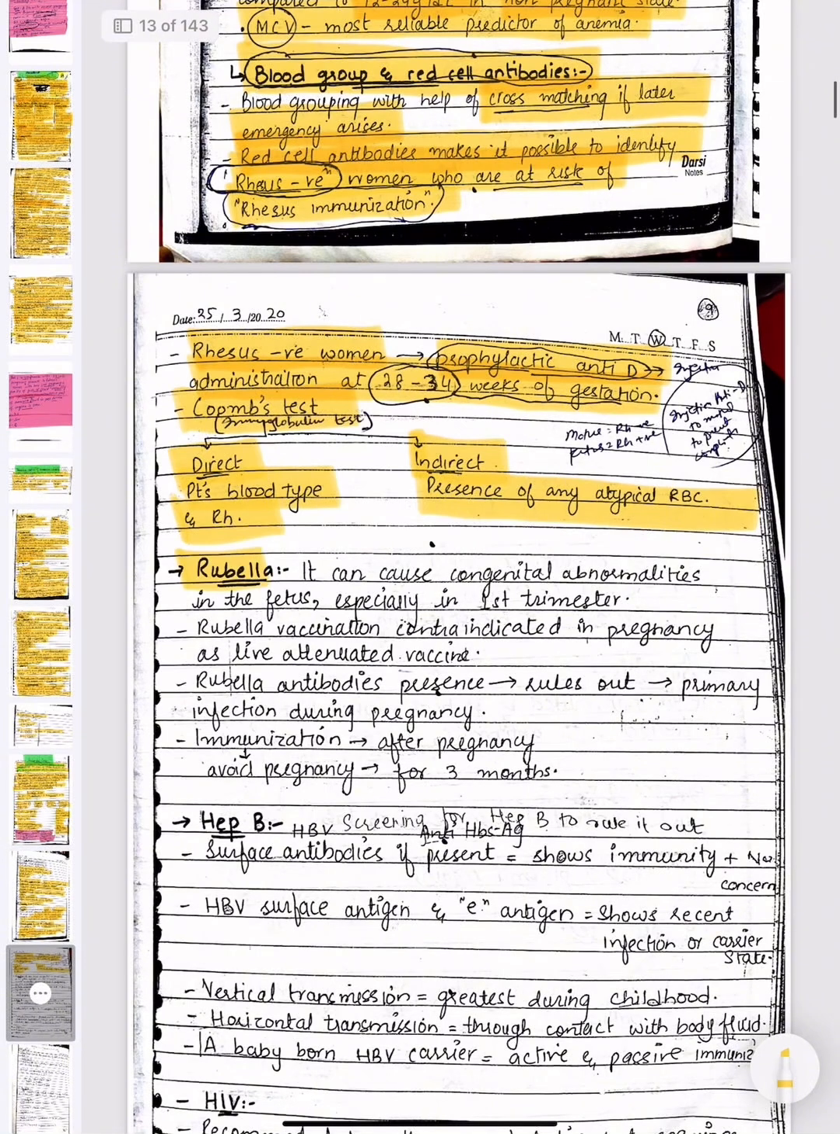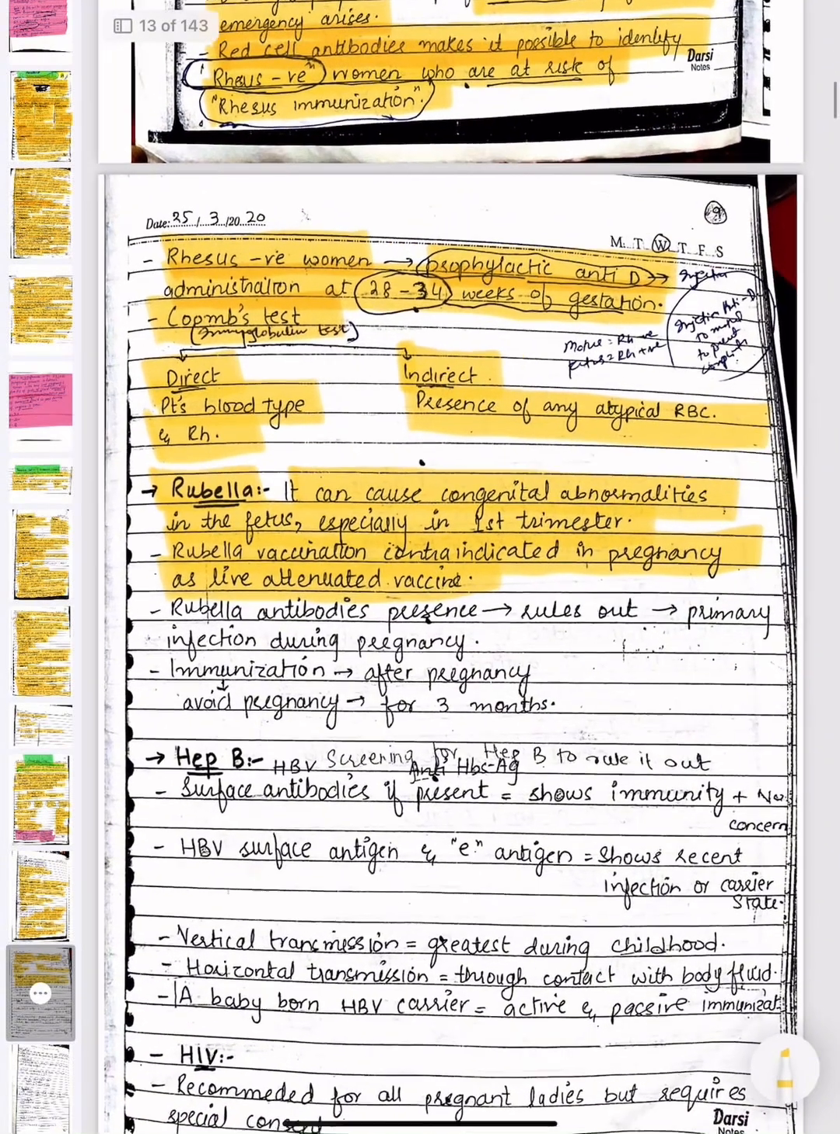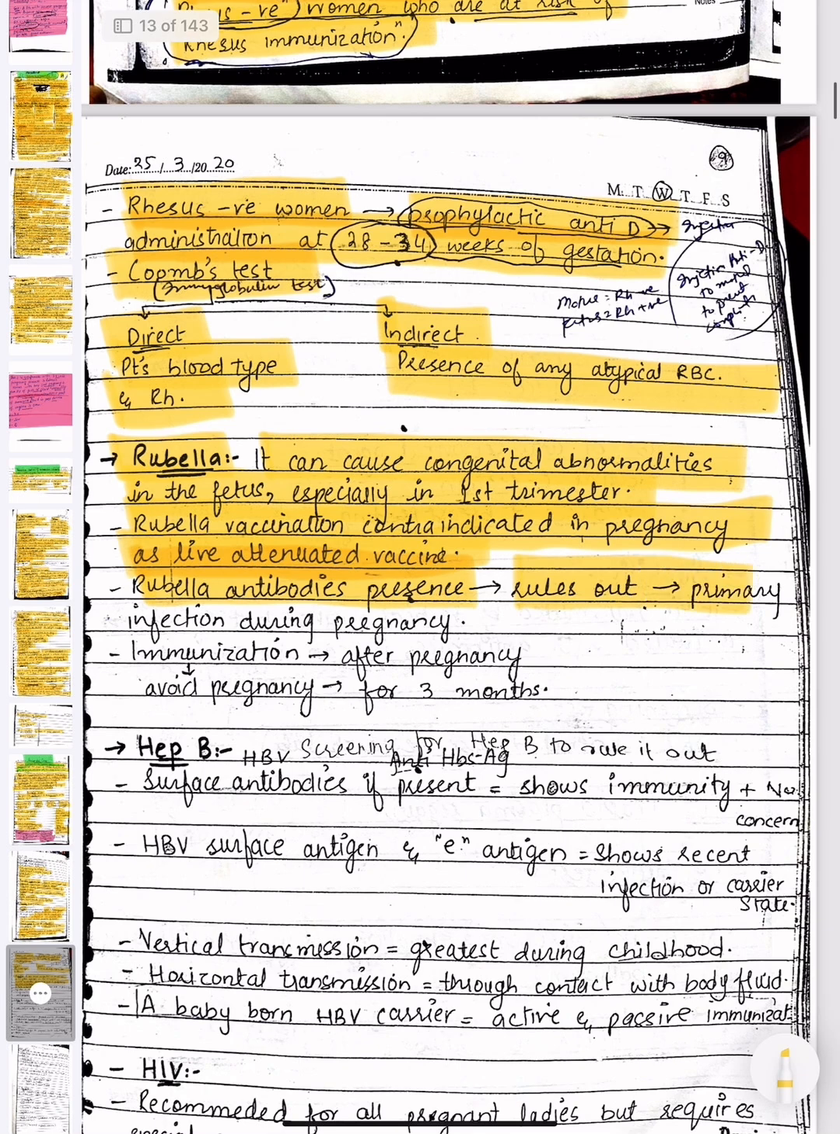Then the rubella test is done. It can cause congenital abnormalities in the fetus, especially in the first trimester. Rubella vaccination is contraindicated in pregnancy as it is a live attenuated vaccine. If rubella antibodies are present, it rules out primary infection during pregnancy. Immunization is given after pregnancy, and pregnancy should be avoided for 3 months.